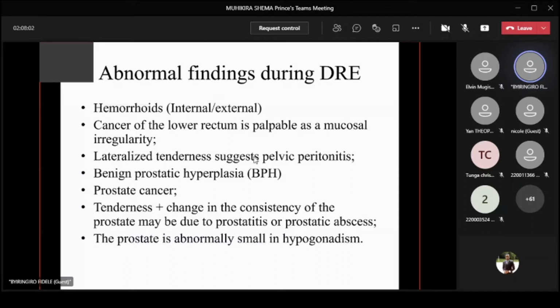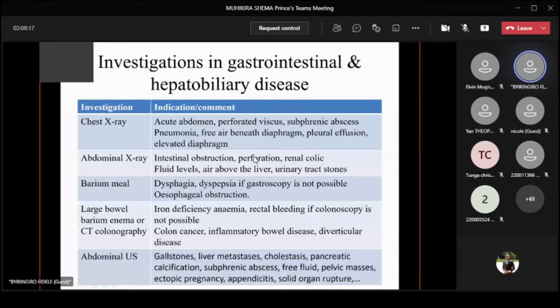So investigations of the GI and hepatobiliary systems are commonly radiography, a chest X-ray or abdominal X-ray, a barium meal, a large bowel barium enema or CT colonography, and an abdominal ultrasound.